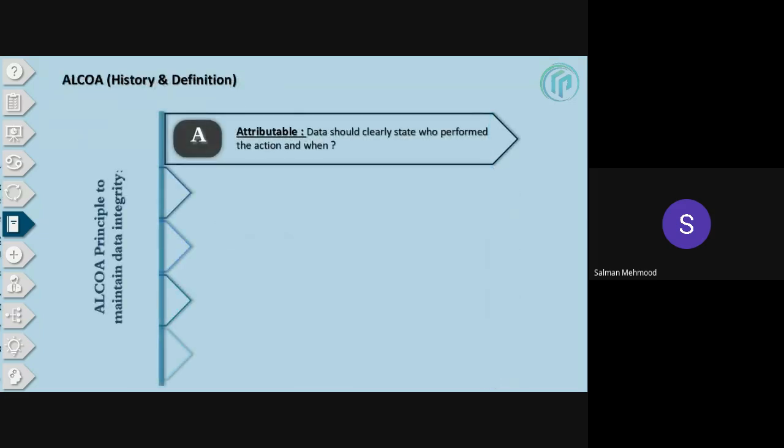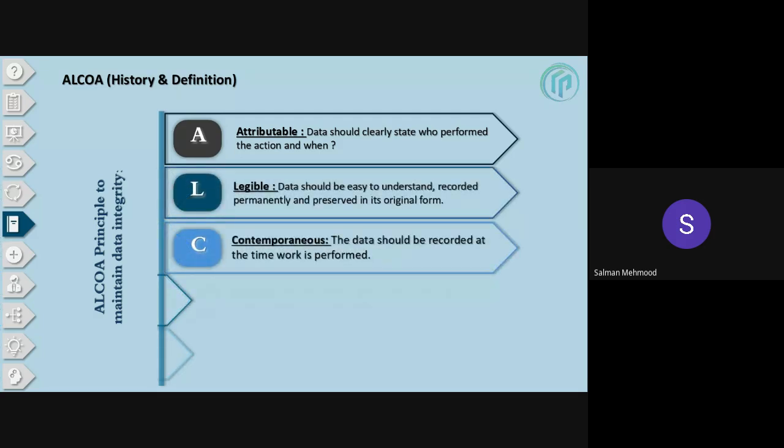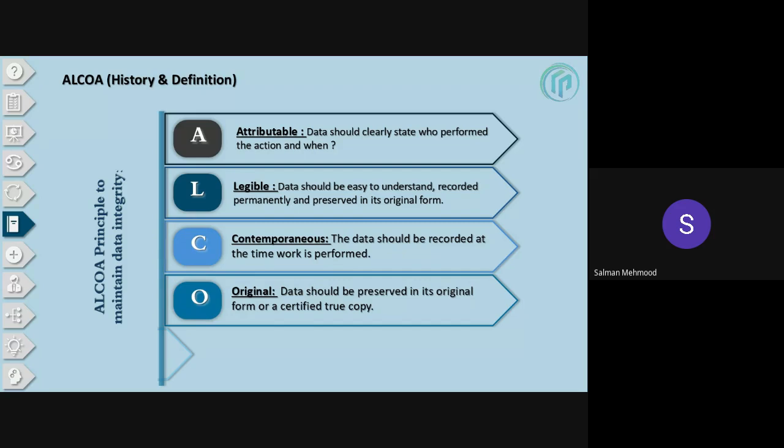Now let's move to the ALCOA principles. To keep the data trustworthy, regulators created ALCOA, and these are five simple but powerful principles. It is the foundation of data integrity. It tells us how data should look and whether it is trustworthy or not. So, as you are seeing this, ALCOA.